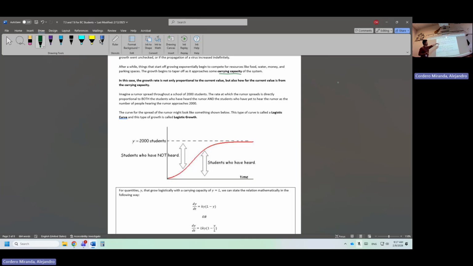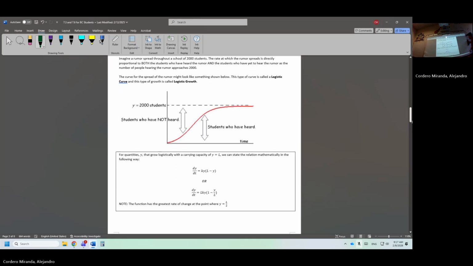The rate at which the rumor spreads is proportional to both the students who have heard it and the students who have not heard it. The curve is called a logistic curve, and this type of growth is called logistic growth. Here's an example. This says what I was saying up there, that this is how logistic equations look. But the big thing to point out from here is that the curve is growing the fastest right around here, which is always going to be halfway to the carrying capacity. So at 1,000, that's when the rumor would be spreading the fastest.